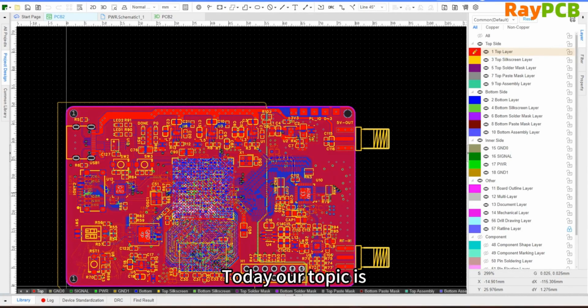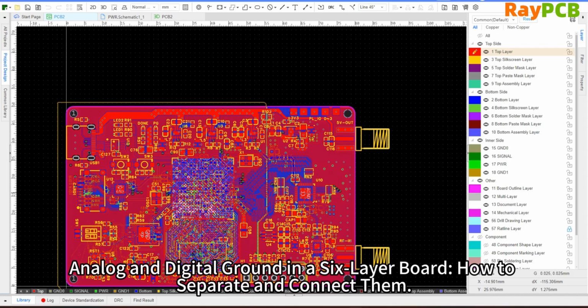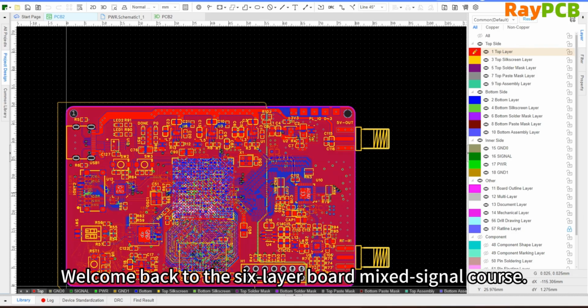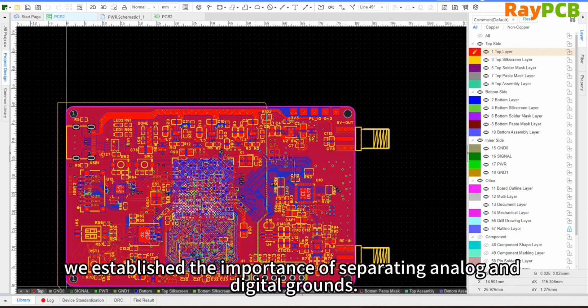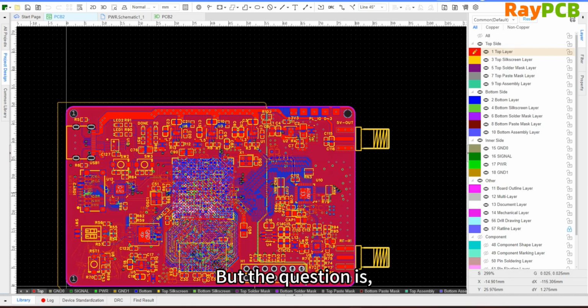Today, our topic is how to separate and then connect analog ground and digital ground in a 6-layer board. Welcome back to the 6-layer board and signal integrity course. In the previous video, we clarified the importance of separating analog ground and digital ground. But here's the problem. After all, they are part of the same system and ultimately need to be connected.